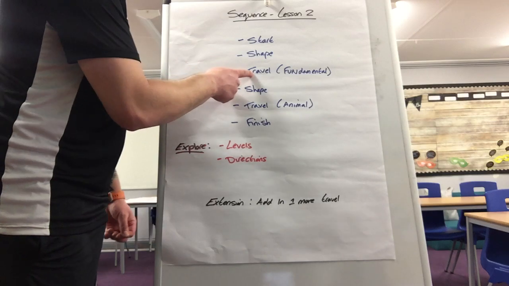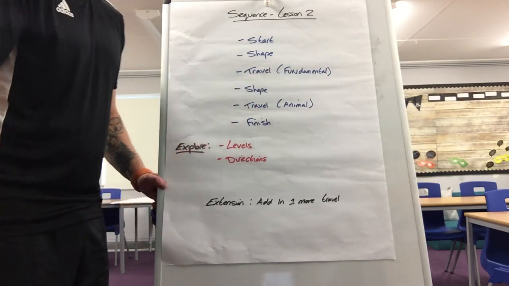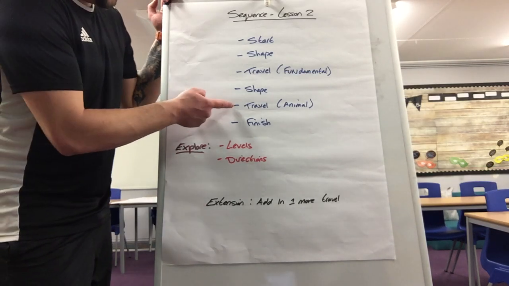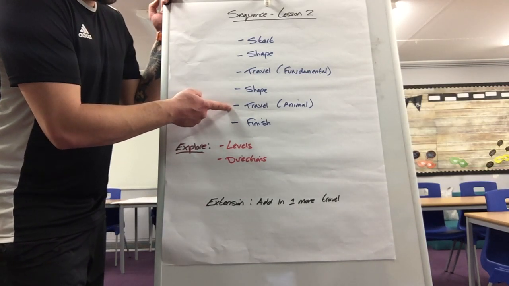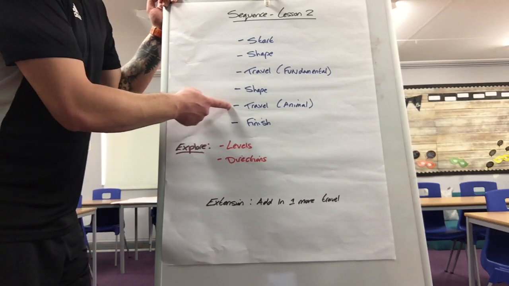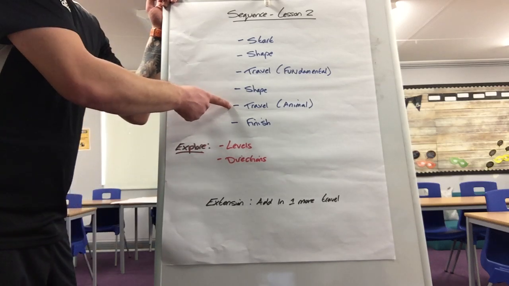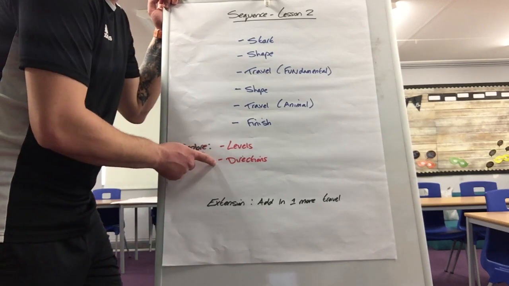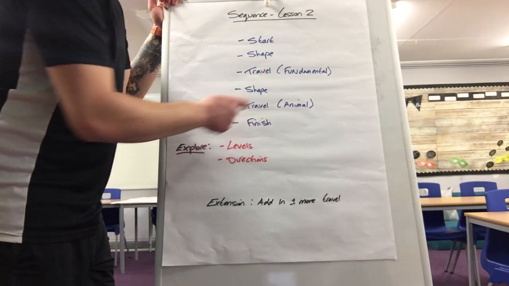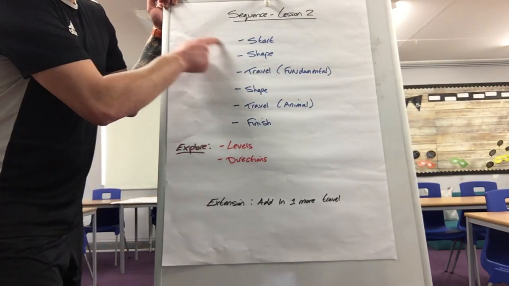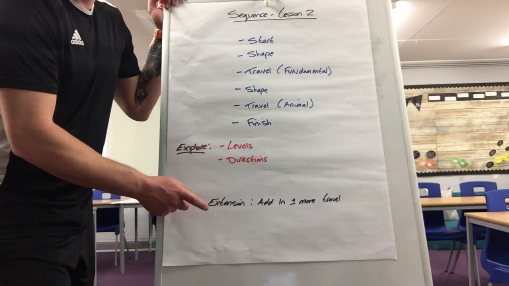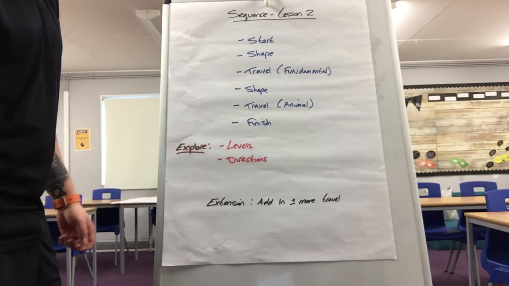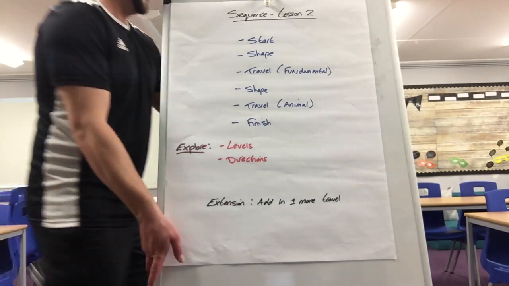We should know travels that are fundamental skills, so hopping, skipping, sidestepping, jumping, hopscotch. And we should know animal travels. So we did the bear, caterpillar, bunny and the frog. Don't forget, use levels and different directions when you're creating your sequence. And if you manage to create a sequence like that, add in one more travel of your own choice. I'll show you a couple of sequences and then I would like you to create your own.